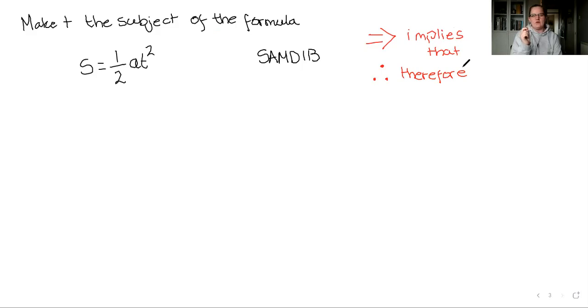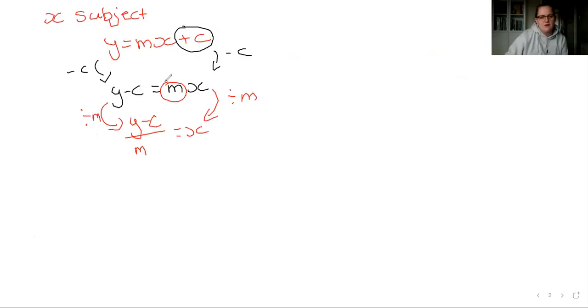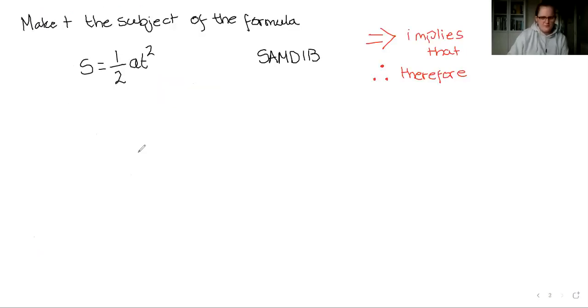So for example, when I did this method, I didn't need to show implies that, because I am showing you that I am minusing C. So I've got each step, I'm showing the workings. What would have been helpful in this one is if I hadn't got these minus C's bits here, I would add on implies that, but I'll show you that in a second. But we'll go through method one first. So we're going to use SAMDIB backwards. So we would start by rewriting the equation. S equals half AT squared.